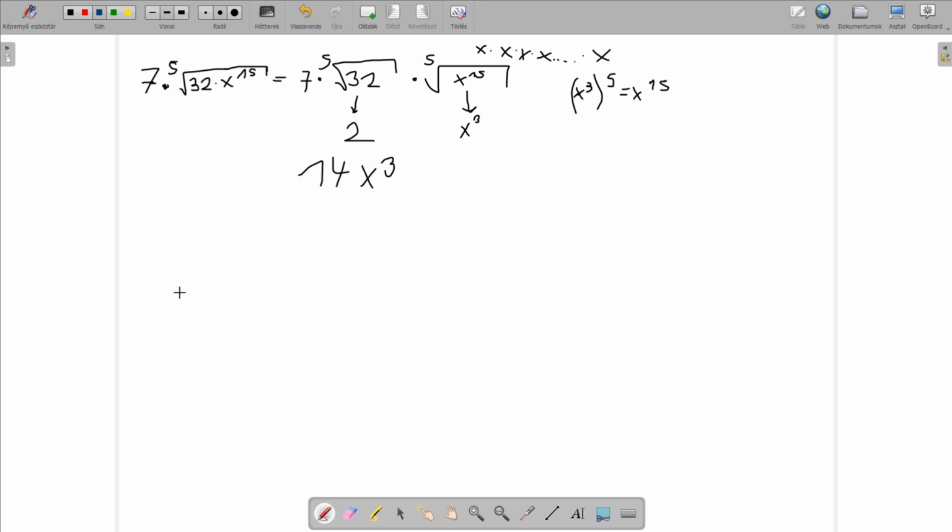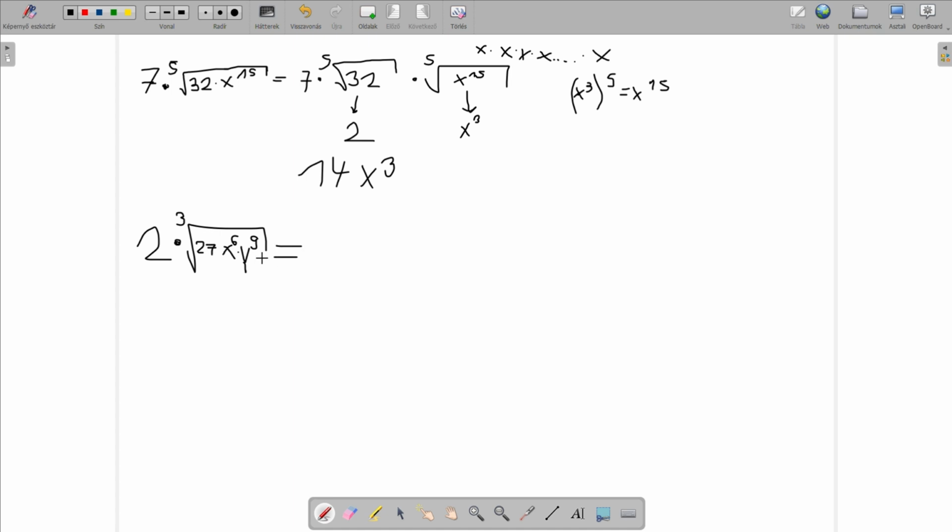Okay, next one. Let's have another problem. Let's say 2 times the third root of x to the 6th power, times y raised to the 9th power. And let's throw in, this is also going to be an easy one here, 27.